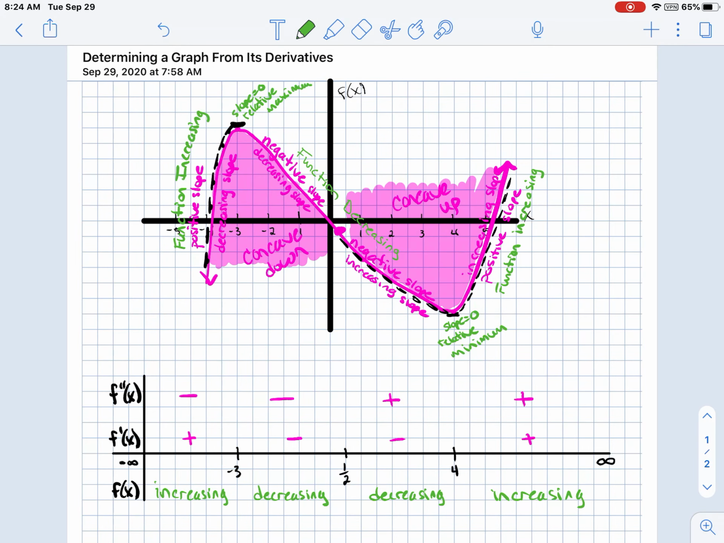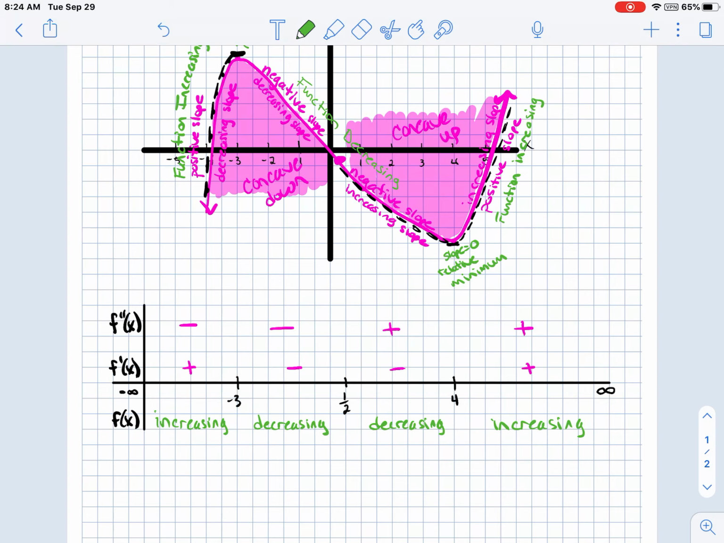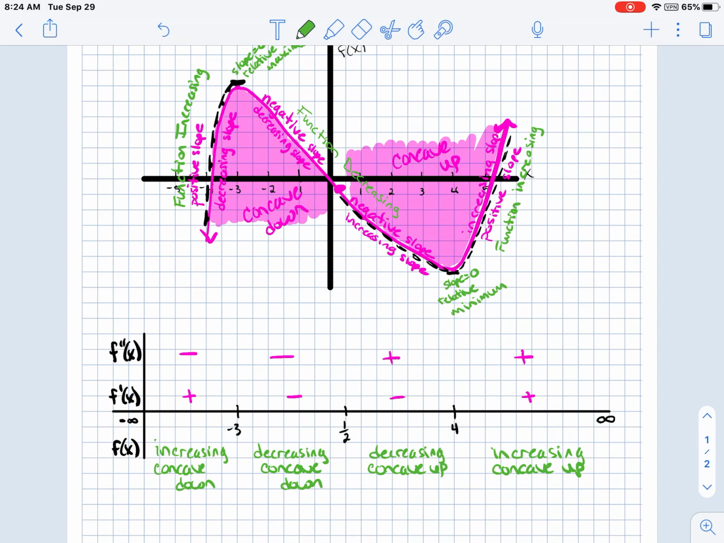So let's just add that to our little chart here. So we know then that the function is concave down on this interval, concave down on this interval, concave up here, and concave up on this interval. So the way we describe this graph is from negative infinity to negative 3, the function is increasing, but concave down. So that kind of gives us that curve that's pointed downward.